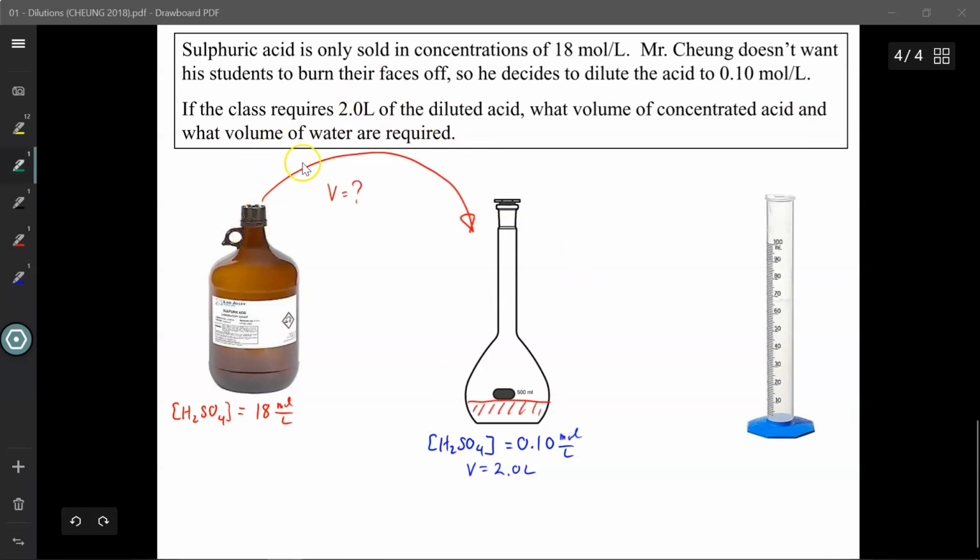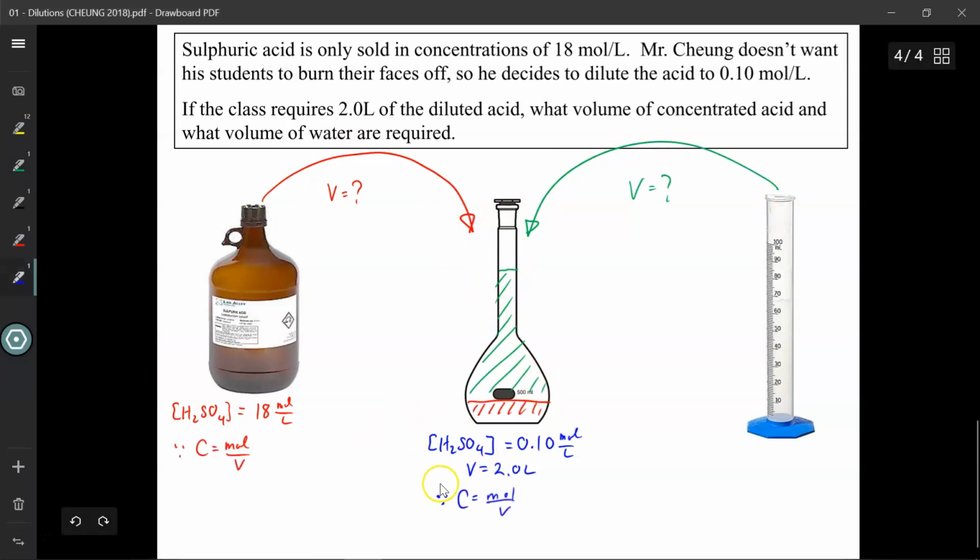So what volume of the concentrated acid needs to be poured in, and what volume of water is required to dilute this? Now, as I mentioned before, we're only going to use the equation C equals mole over V, but we're going to do it twice. And that's why it's important to organize your information to keep these two sets of variables separate. Otherwise, I might mix up this concentration with this concentration, or this volume with this volume, when they should be kept separate because they cannot be used together in one equation. So which side should I start off with?